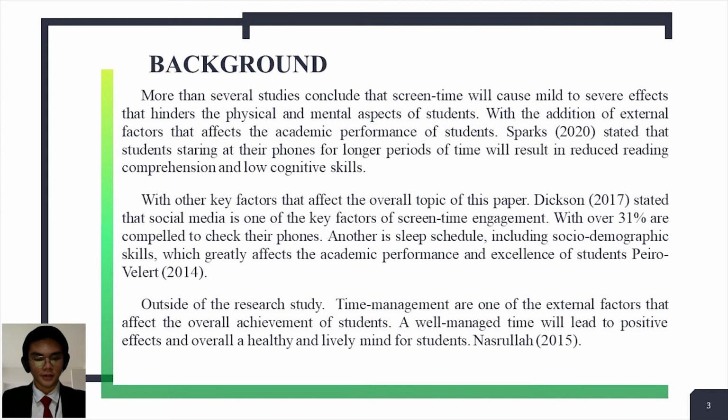Sparks 2020 stated that students staring at their phones for longer periods of time will result in reduced reading comprehension and low cognitive skills. This study showed that people who are compulsively obsessed with screen time resulted in low comprehension or reading skills.